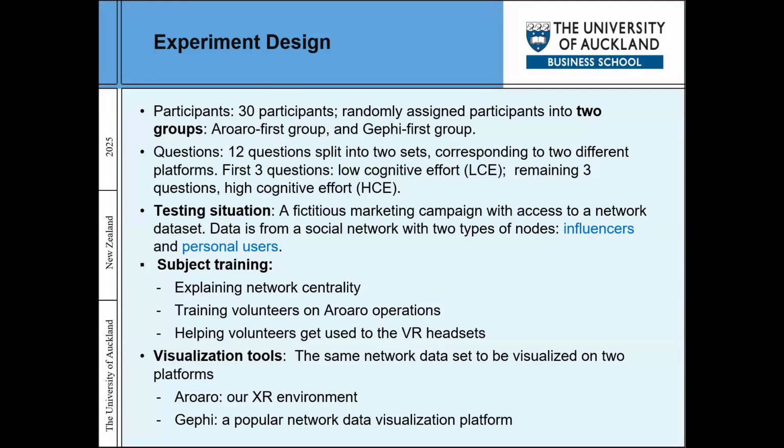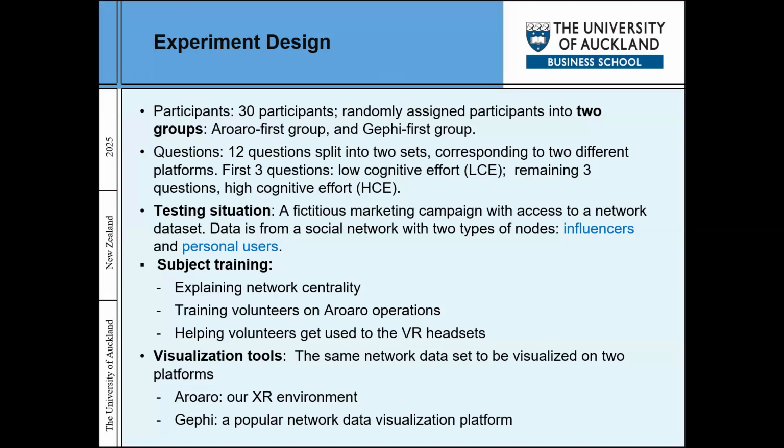And like Fernando mentioned, for this case study we considered a fictitious marketing campaign with access to this network data set. The data is from some social media company. You can think of some social network where we have 2 types of nodes. One type is the influencer node, and the second is personal users, or individual users.